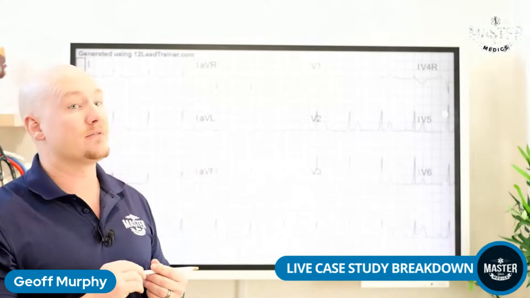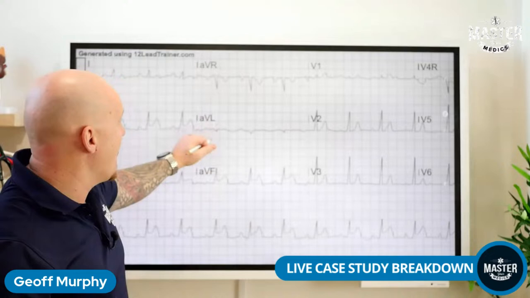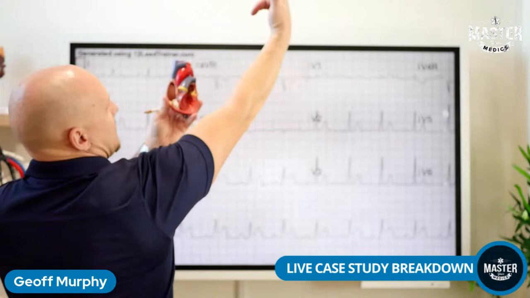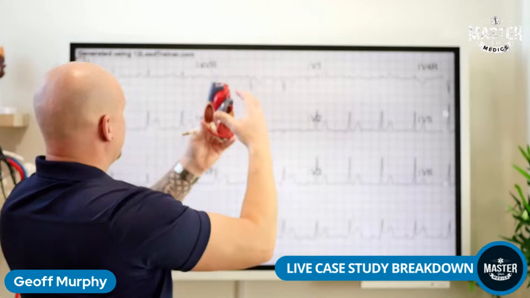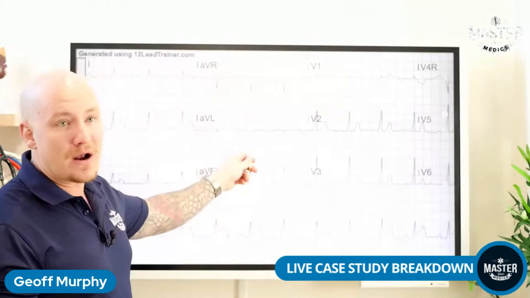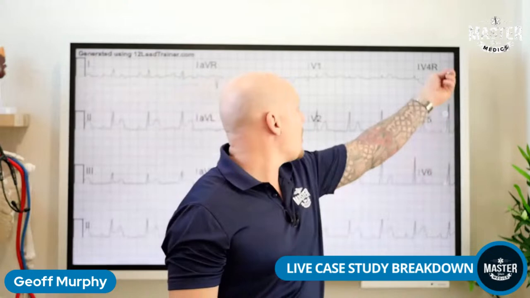Well, we do two things. One, we can look at AVL, and we can also look at lead one, because these both are high lateral leads. So to put that in perspective, this is your right ventricle, with lead AVL and one both looking at the lateral wall of that right ventricle. If both AVL and one have ST depression, that means they likely are looking at some sort of infarction going on in the lateral wall of the right ventricle.